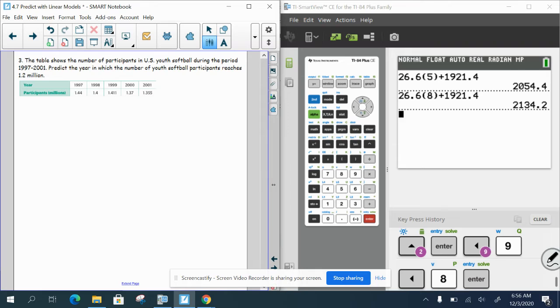All right, number 3. The table shows the number of participants in U.S. softball during the period 1997 to 2001. Predict the year in which the number of U.S. softball participants reaches 1.2 million. So in order to do that, we're going to need an equation here.